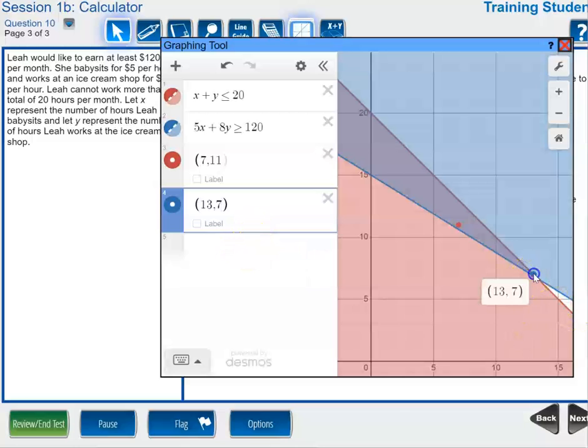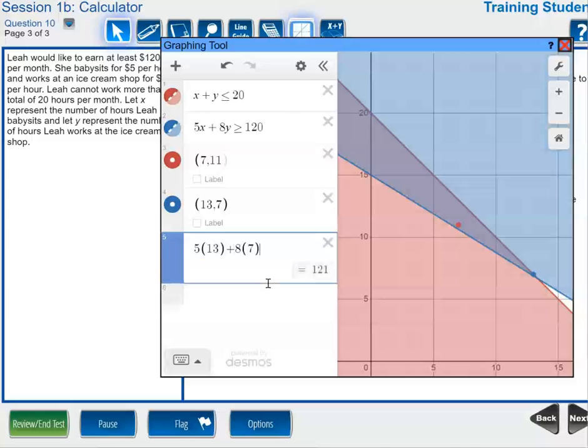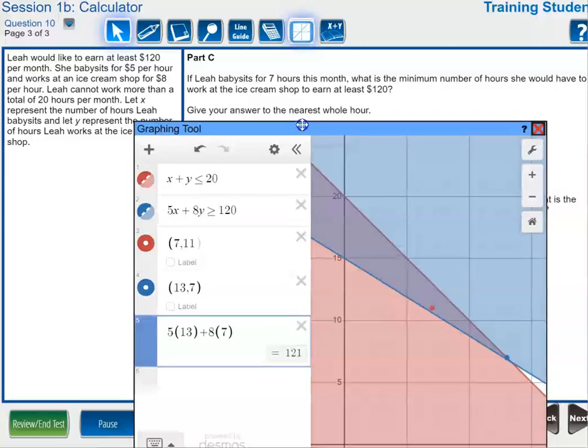So 7 and 13 would work. Now to double check, you can type in 5 times 13 plus 8 times 7, and you'll see it's 121, so it is greater than 120. So it does qualify as a legitimate solution to the system. So 13 is the largest possible.